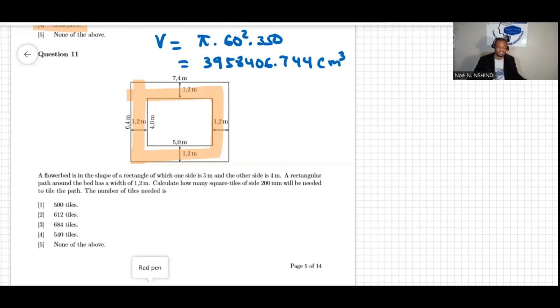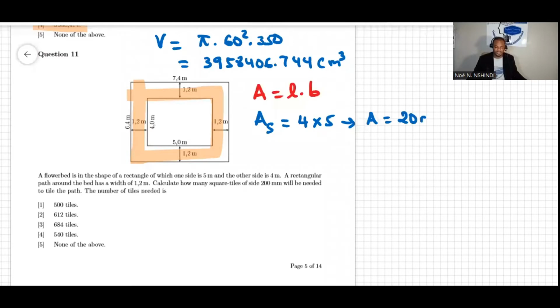You know that because it's a rectangle, the formula for the rectangle is length times breadth. So the area of the inner rectangle of the flower bed, I call it the smaller rectangle, AS, is going to be 4 times 5. It doesn't matter if I say 4 times 5 or 5 times 4, multiplication is commutative. So the area here will be equal to 20 meters squared.